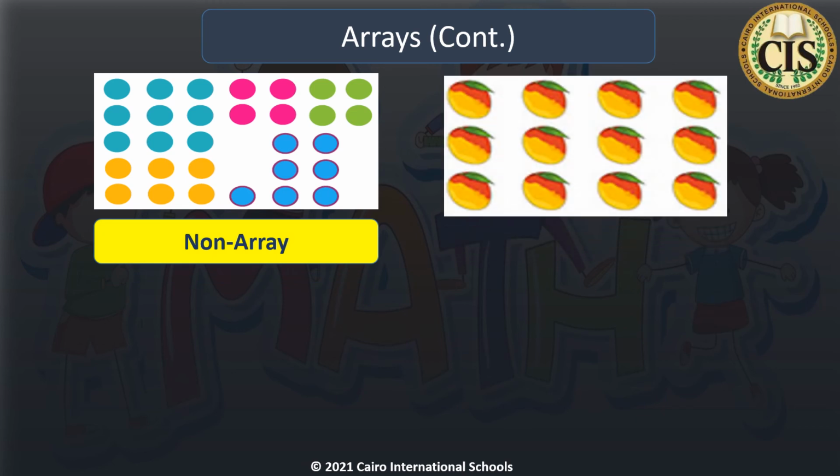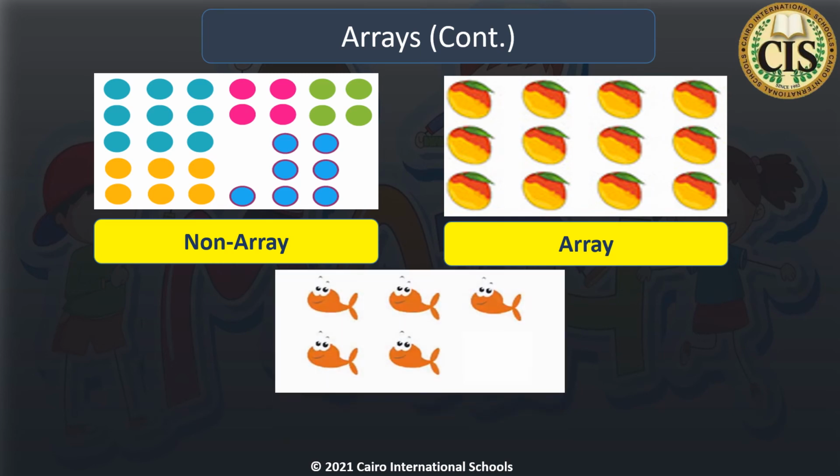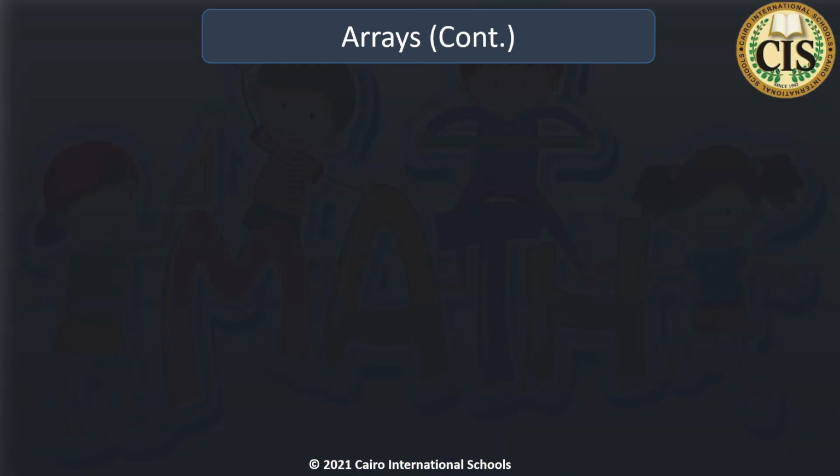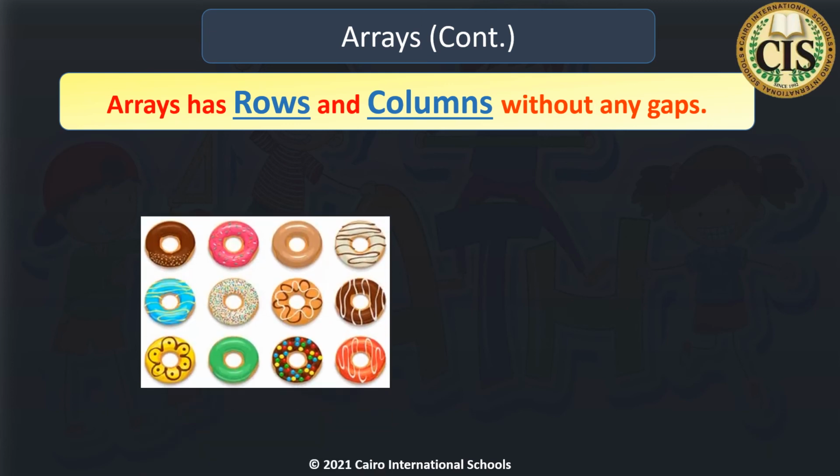The next picture, here the items are arranged in rows and columns with no gaps in between. So this is an array. The last picture, here we have rows and columns, but incomplete. There is a gap here. So this is non-array. As we said, arrays have rows and columns without any gaps.